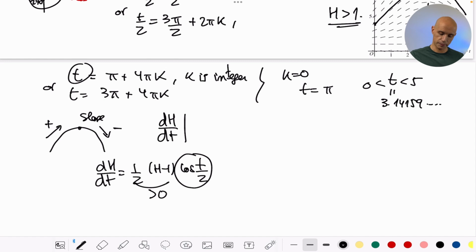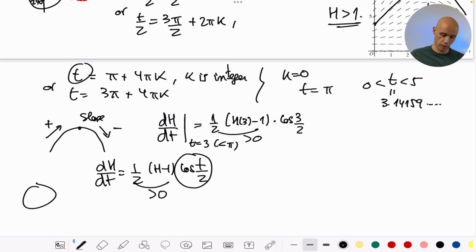What happens if we look at, let's say, t equal to 3, which is less than pi, right, before? So we are going to have 1/2 of h of 3 minus 1 multiplied by cosine of 3/2. And of course, we don't know how much is the cosine of 3/2, no idea. But we know that this is positive. But we know because of the circle that if we are before pi halves, the cosine is positive. It's this thing here, right? Remember, this is the cosine. So this is going to be positive.